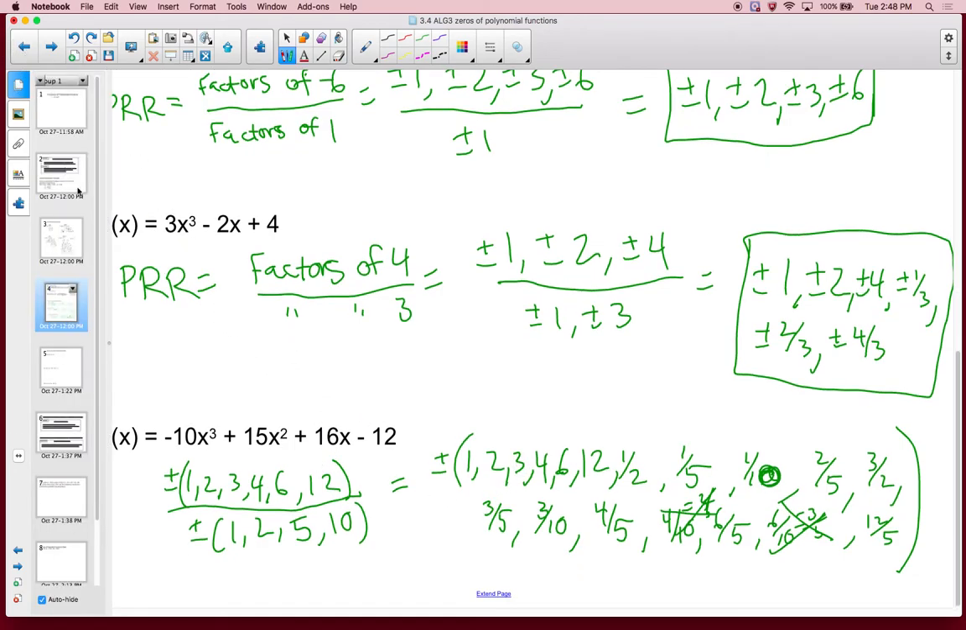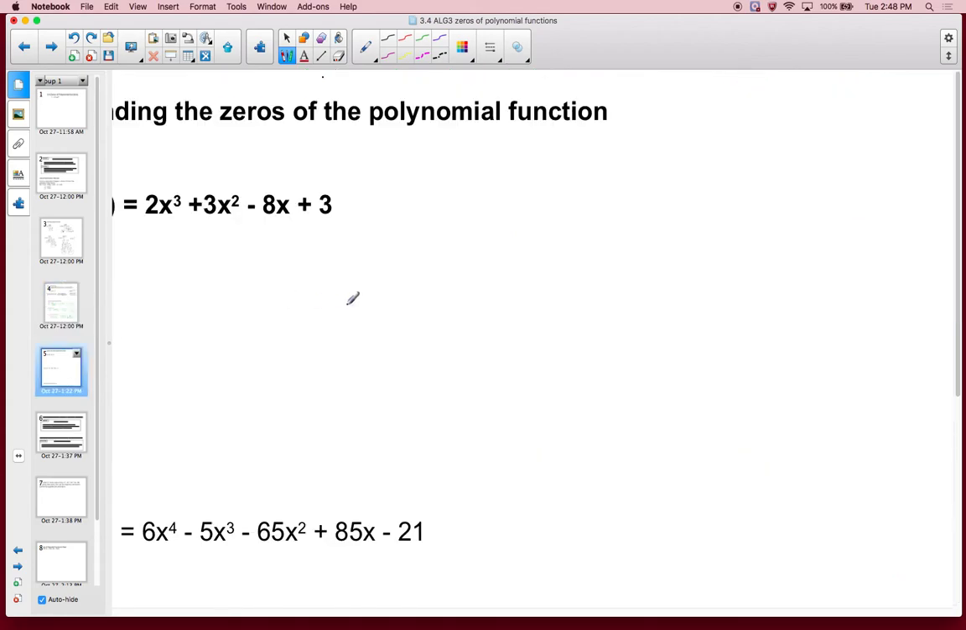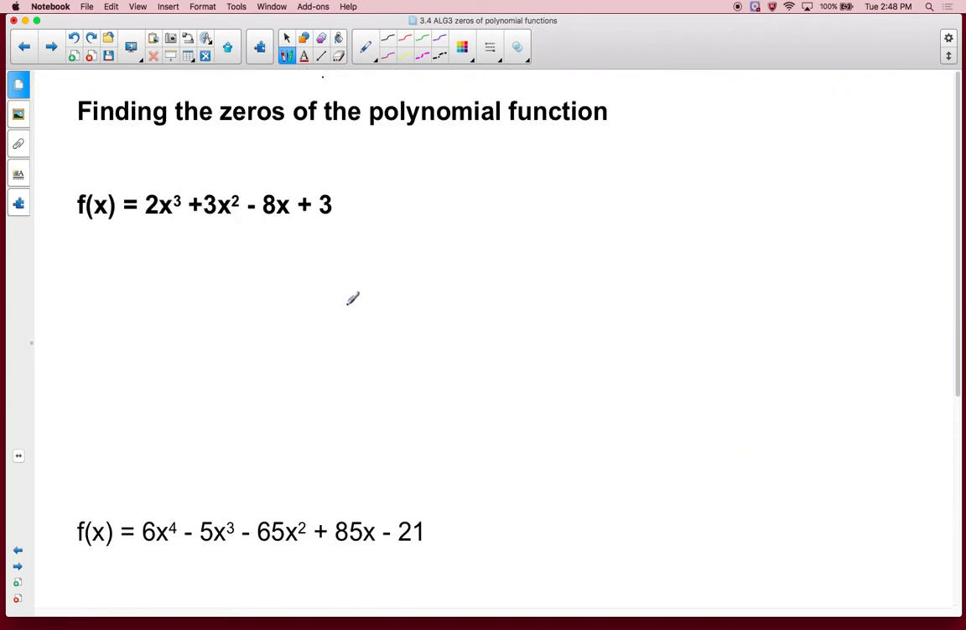Okay, moving on here. Alrighty, so here we go. We're going to take a look at now finding the zeros of the polynomial functions. So the first thing you're going to do is list the possible rational roots, just like we did before. It could be plus or minus the factors of 3, so plus or minus 1, plus or minus 3, over the factors of 2, plus or minus 1 and plus or minus 2.